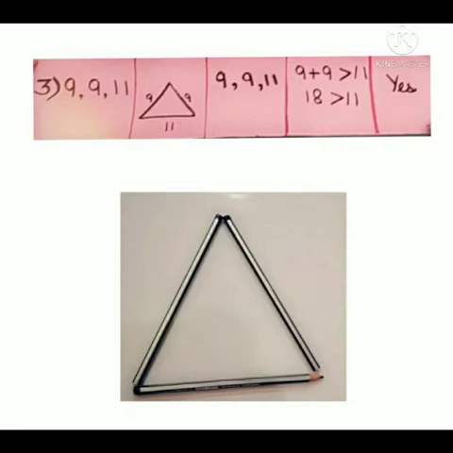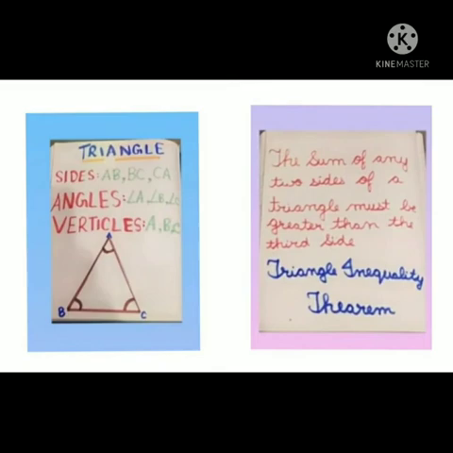Now you understand that we can make a triangle only if the sum is greater than the third side. And the reason that we can form a triangle in some cases and can't in others is that the sum of any two sides of a triangle must be greater than the third side. That is called the inequality theorem. So now you understand the second activity.